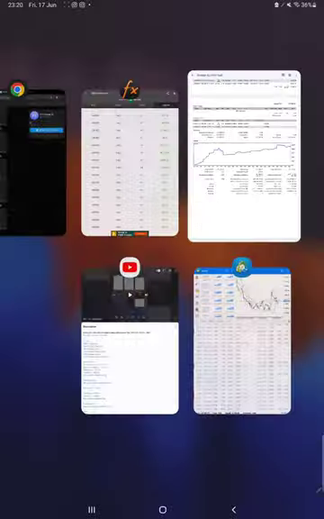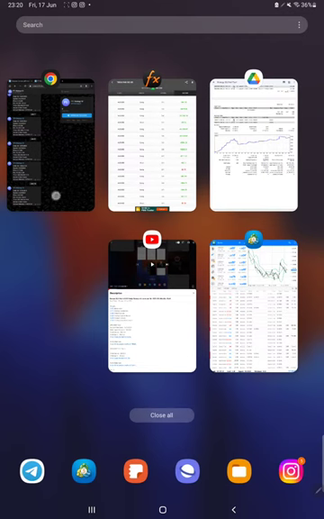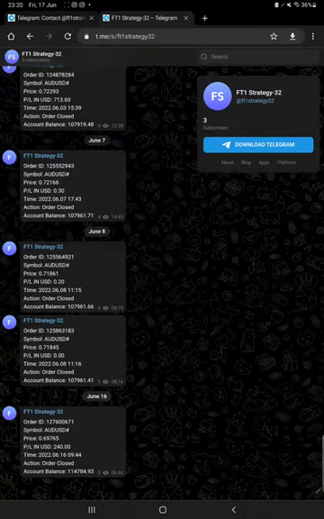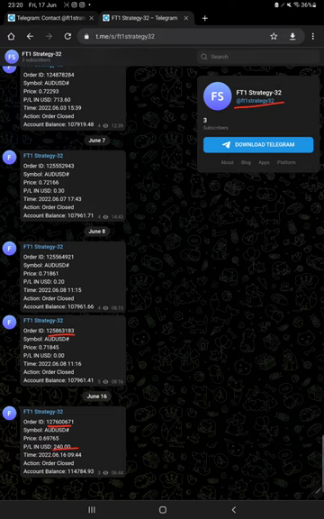And one more thing that we have added is the Telegram updates, this channel FT1 Strategy 32, that you can follow. It is connected with MetaTrader, so all the trades, as per their order ID, you can verify whenever the trades are taken and how much profit and loss we have booked. Everything you can verify from here.